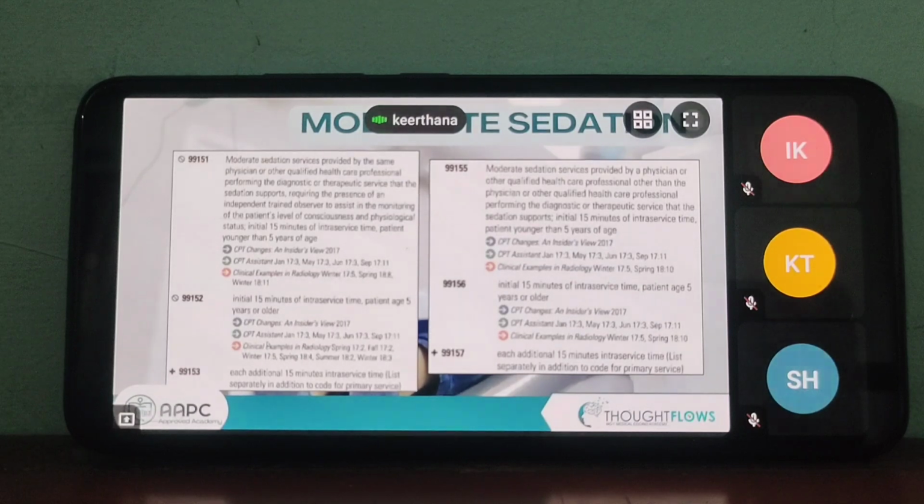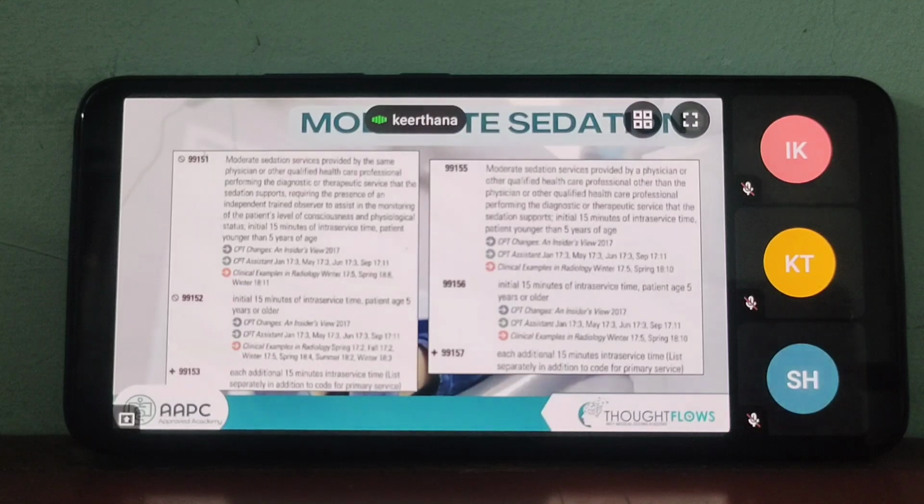As I have said, it is 30 minutes. For the initial 15 minutes, the code is 152. For the next 15 minutes, the code is 153, which makes it 30 minutes. The codes 99151 and 152 have that 51 exemption modifier symbol, ma'am. Add-on codes have a 51 modifier exemption. Even 99151 has that, no, ma'am?